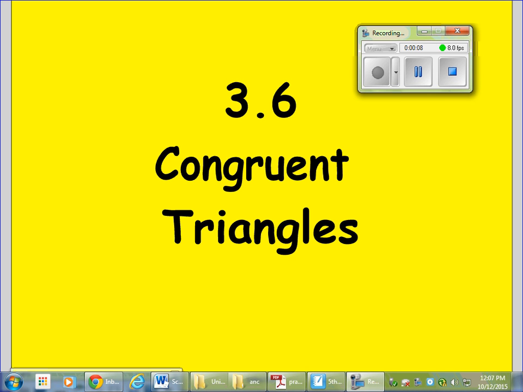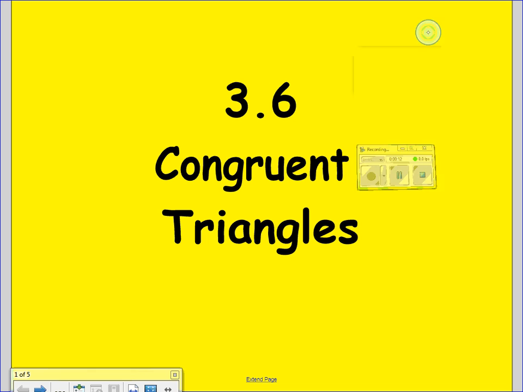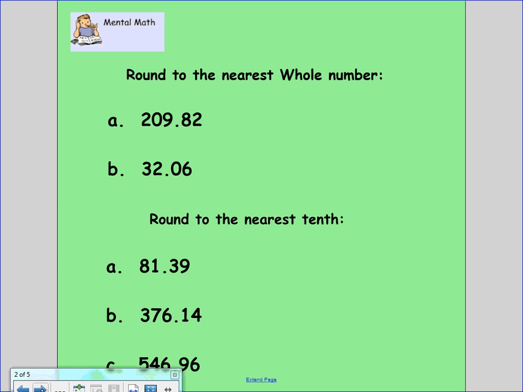But you might have to rewatch some parts of it, because I want you to really understand the three different types of triangles. First of all, we're working with a congruent triangle. Congruent triangles mean triangles that are the same. Congruent means the same.